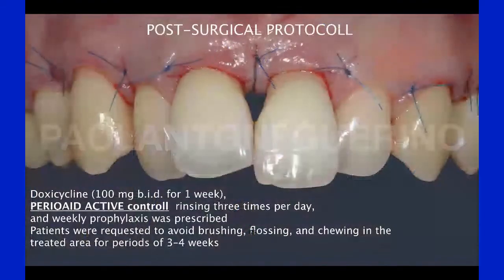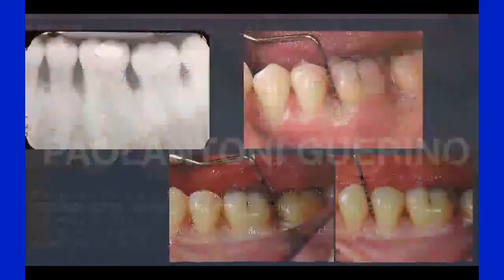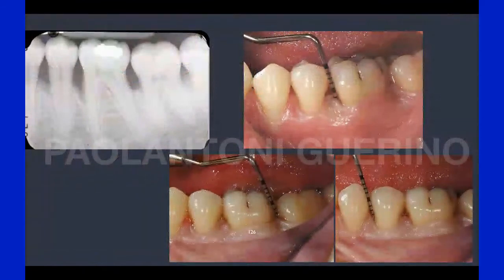This is my post-surgical protocol. For 1 week, the patient used doxycycline, 1 tablet two times a day. The patient used a periodontal active chlorhexidine rinse 3 times a day, and weekly prophylaxis was prescribed. And the patient was requested to avoid brushing, flossing, and chewing in the treated area for 3-4 weeks.